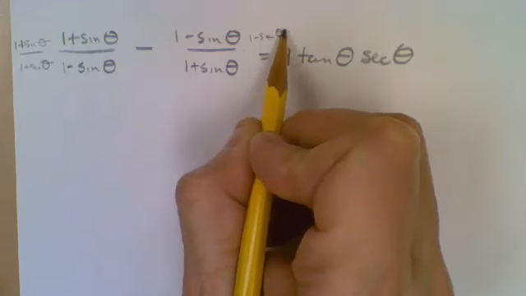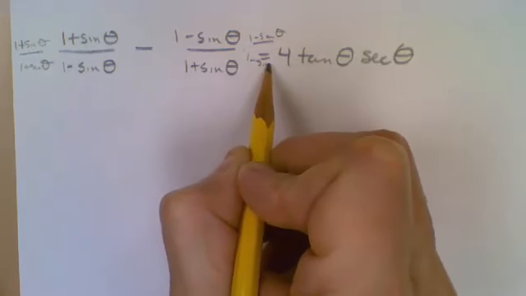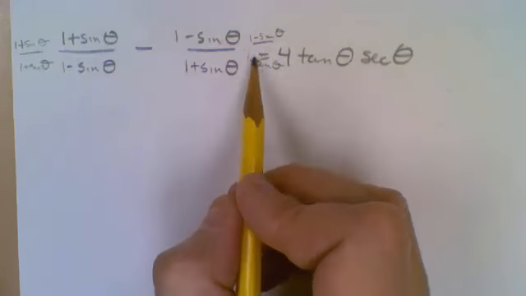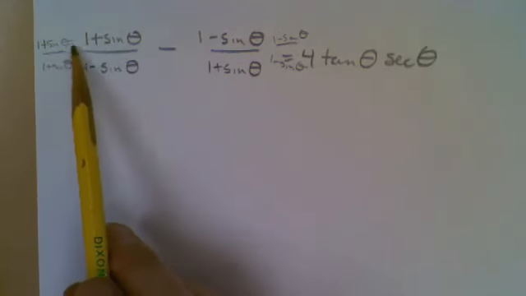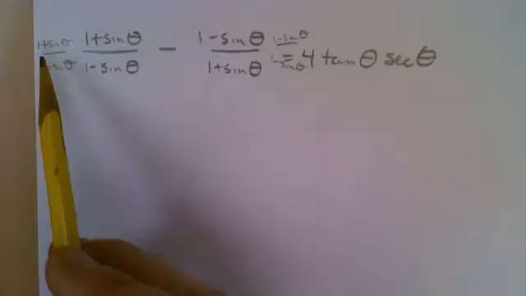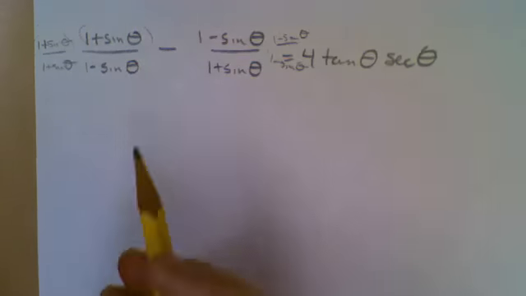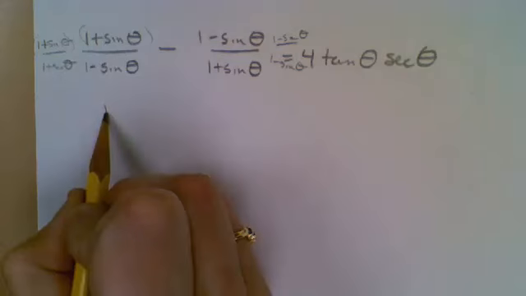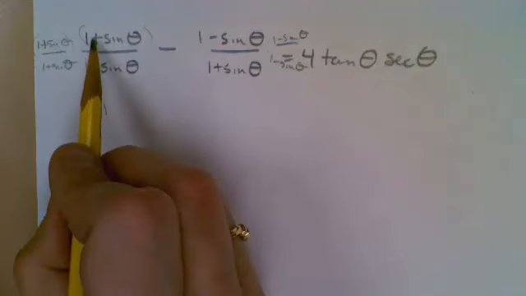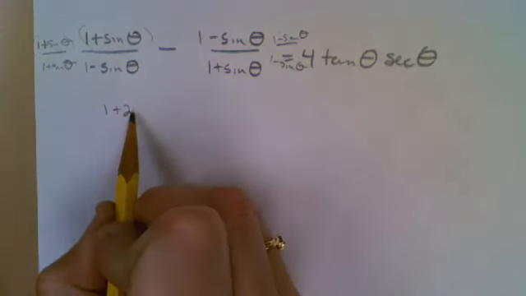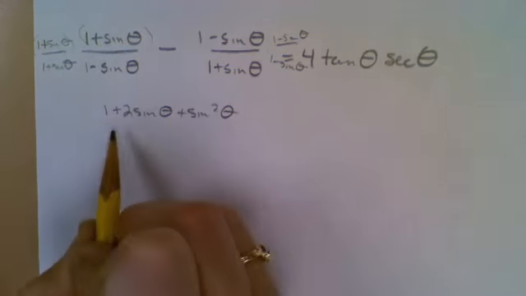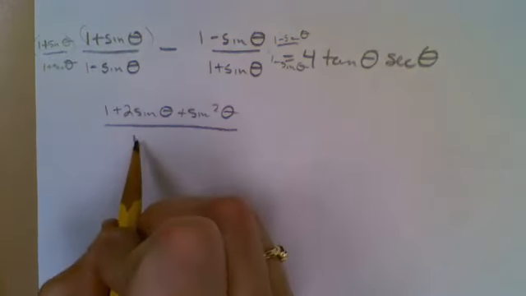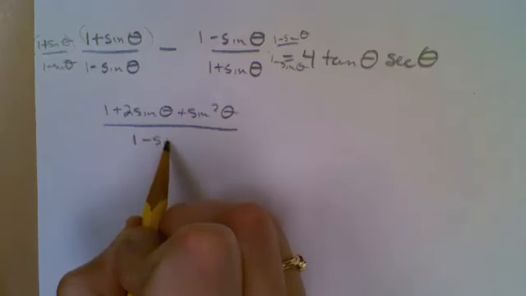Now you don't have to write this step out. I need to do that to see what's going on, so I actually need to write it off to the side here to see what's happening. In this numerator, I need to FOIL. I'm taking 1 plus sine times 1 plus sine. When I do that, I'm going to get 1. The outer product will give me sine, the inner product will give me sine, so that's 2 sine plus sine squared, all over 1 minus sine squared.